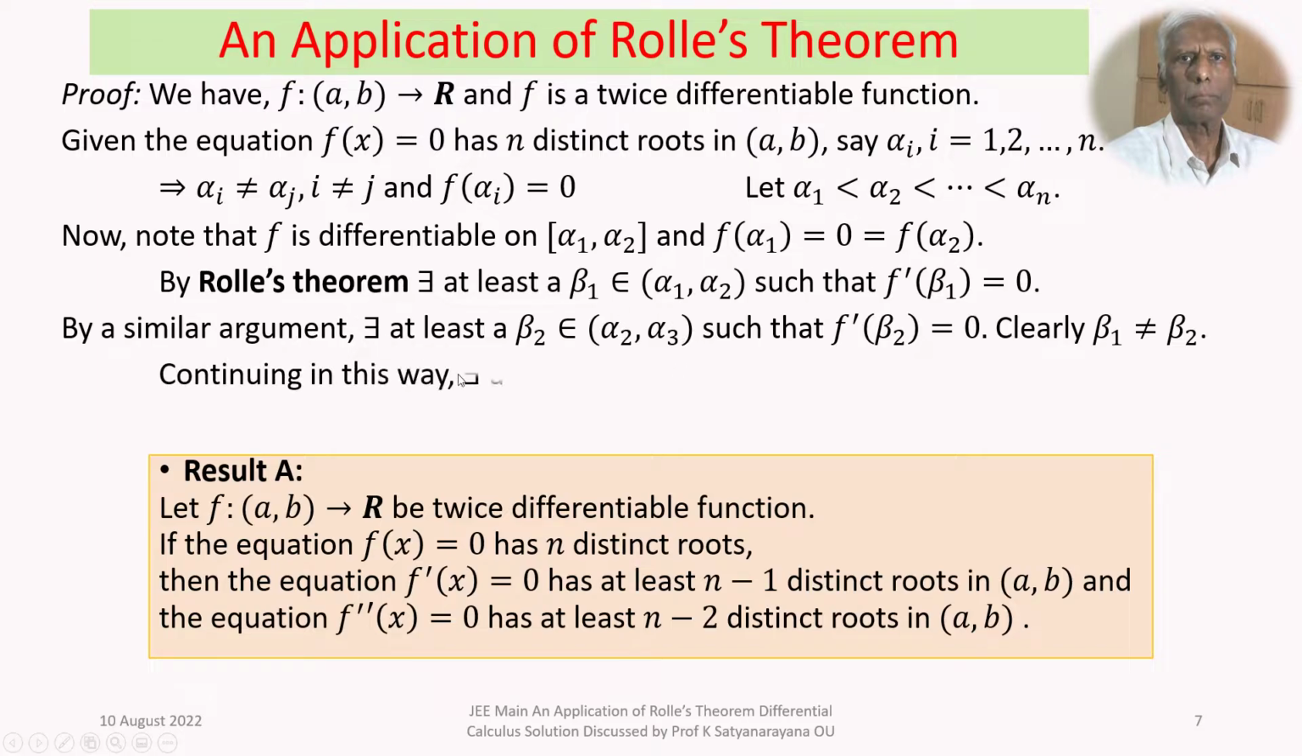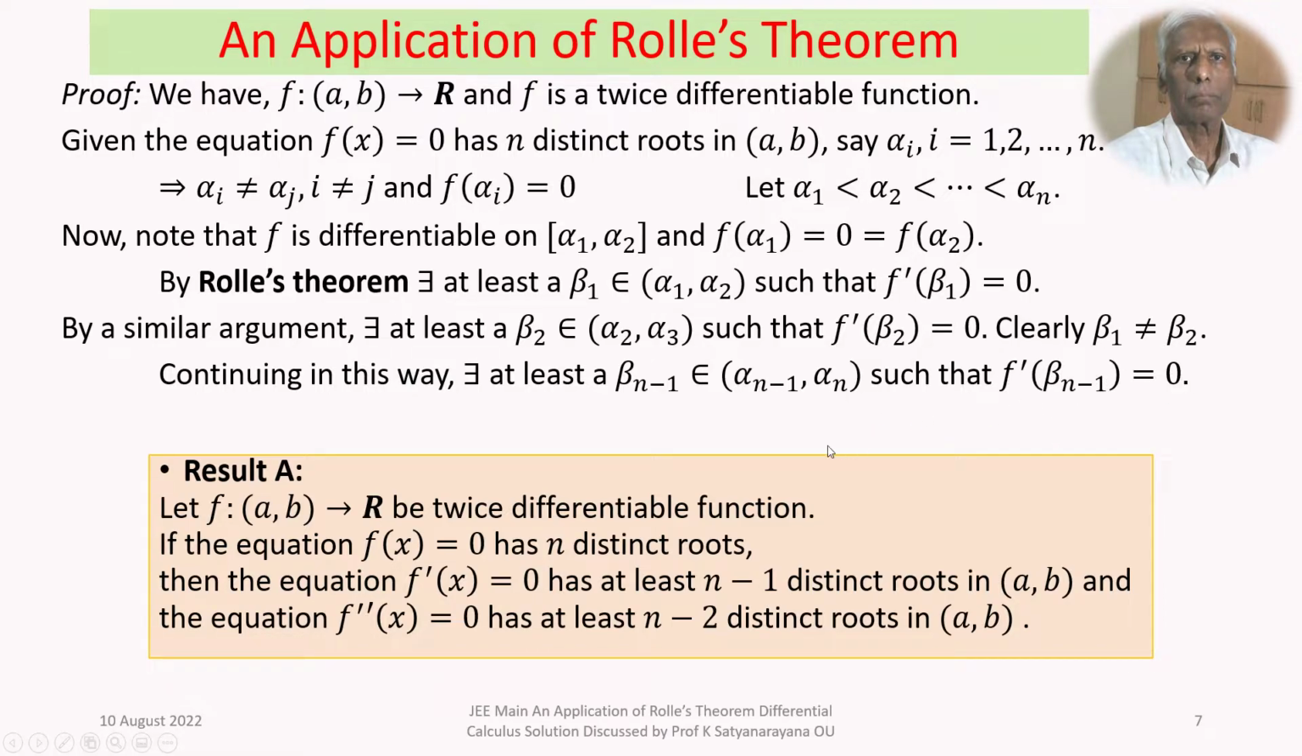Continuing in this way, in the last interval alpha n minus 1 to alpha n, there will be at least a point beta n minus 1 belonging to the open interval (alpha n minus 1, alpha n) such that f prime of beta n minus 1 is equal to 0. That means beta n minus 1 is a root of f prime x is equal to 0.